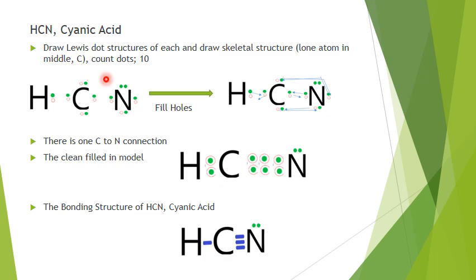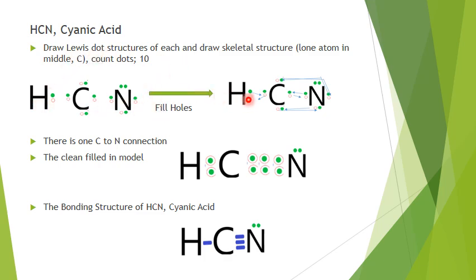Okay, HCN, known as cyanic acid. Again, draw Lewis dot structures. HCN, okay, carbon goes in the middle because it has a lower electronegativity. And usually carbon will go in the middle if it's given a choice, but use the electronegativity as a way to figure it out. So carbon goes in the middle, nitrogen, hydrogen.